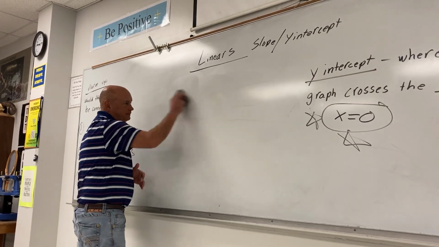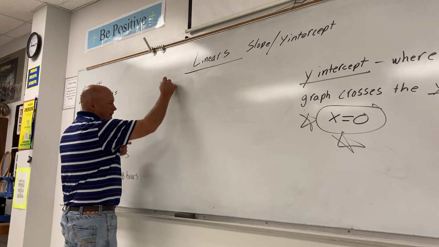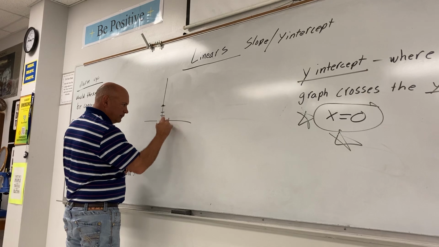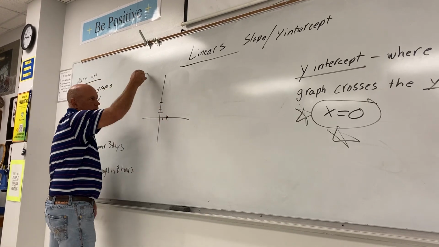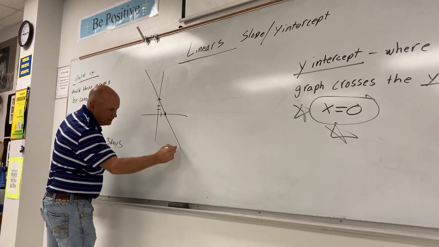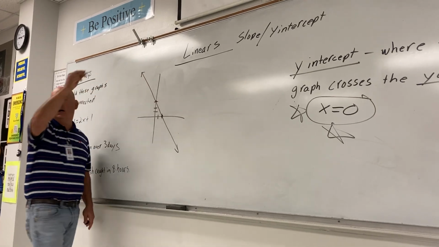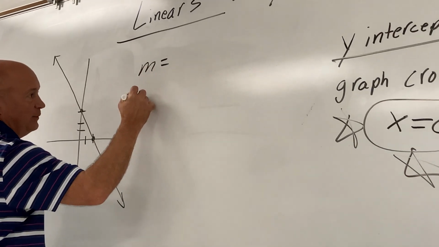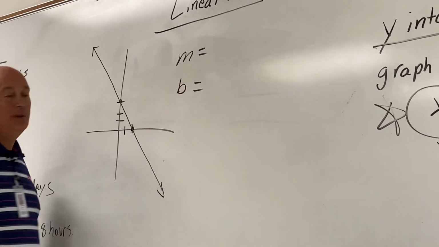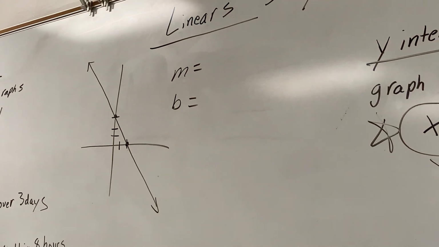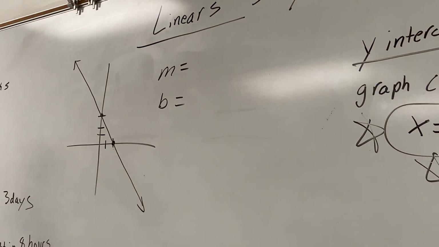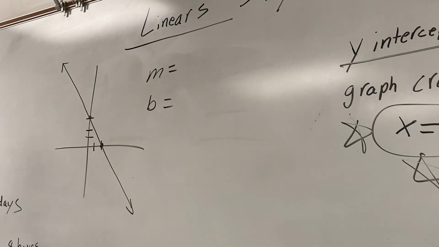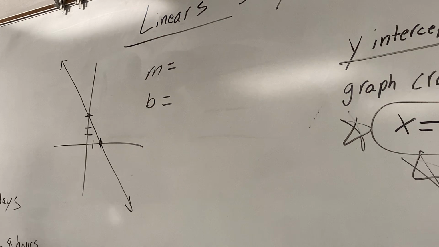So let's look. We'll start with a graph. Let's say we have a graph of this line. And the directions are, find the slope, and find the y-intercept. By the way, m is the slope, b is the y-intercept. All right, who can help me find the slope? I need help finding the slope. Porter. Rise over run.